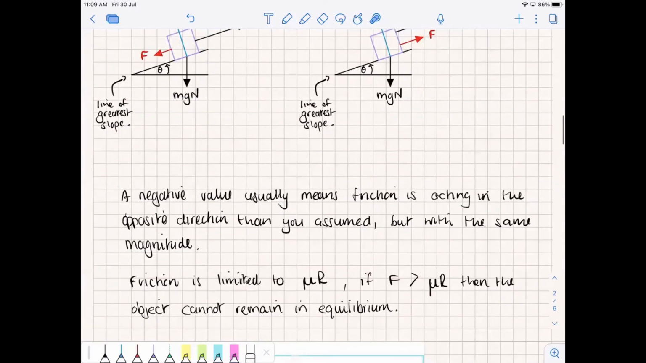motion. Mr. James. Yes. So how do we know which assumption is correct? Right. When we do an example, I'm going to show you how you'll work it out.